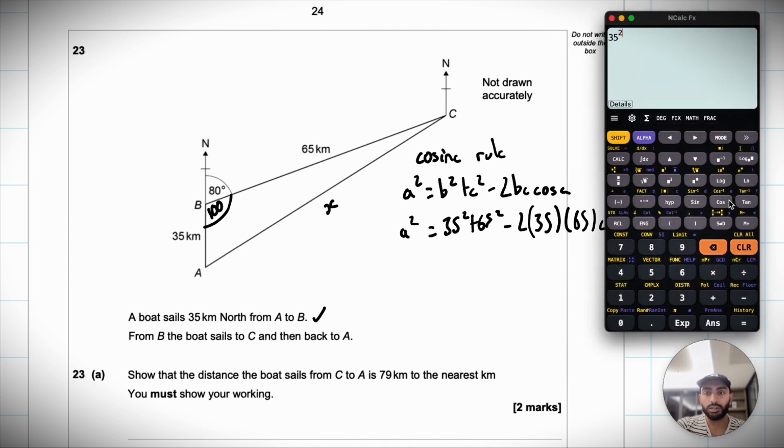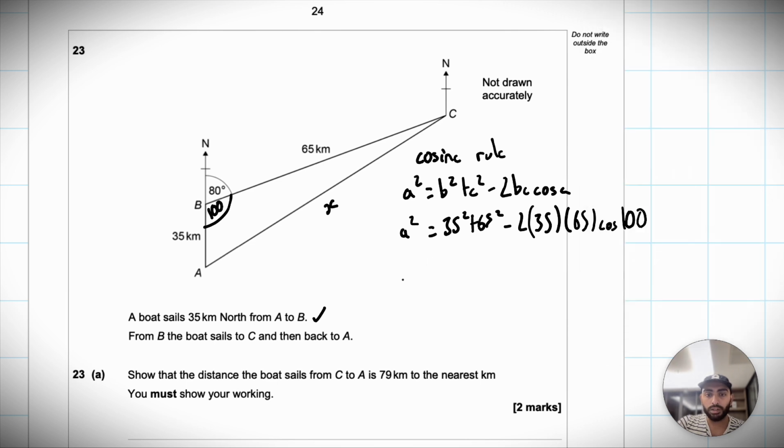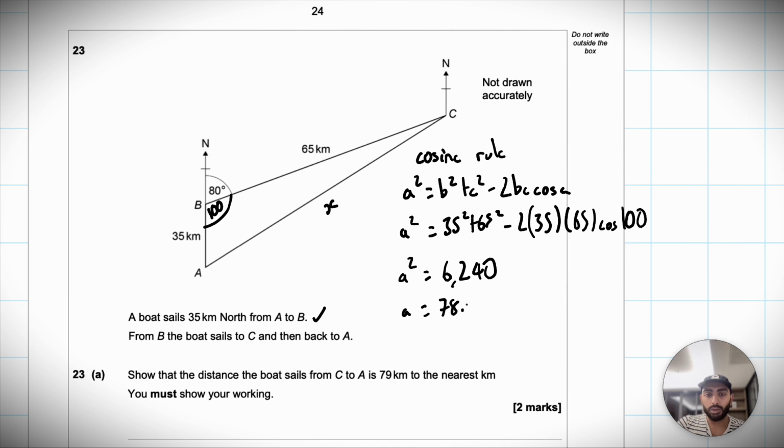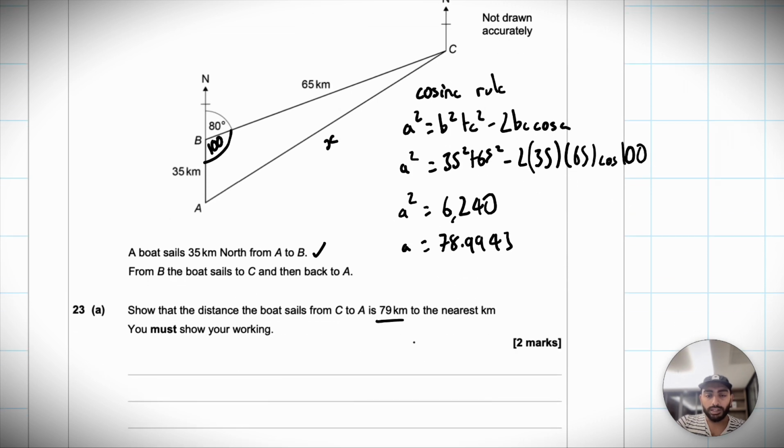We've got 35 squared plus 65 squared minus 2 lots of 35 times 65 cos of 100. That gives me 6,240.1. So a squared is equal to 6,240. Remember to square root it. Square root of my answer would give me 78.9943. And it tells me I need to round it to the nearest kilometer. And this does equal 79 kilometers to the nearest integer.